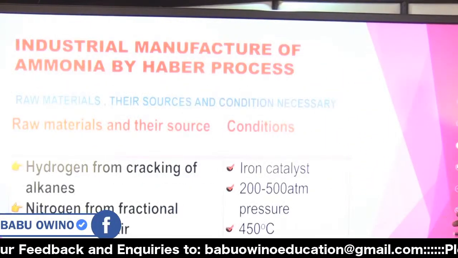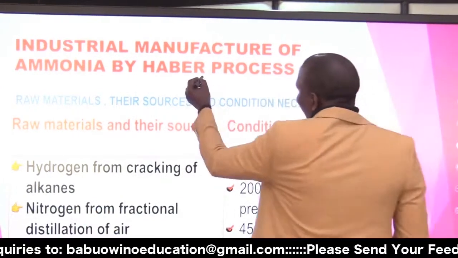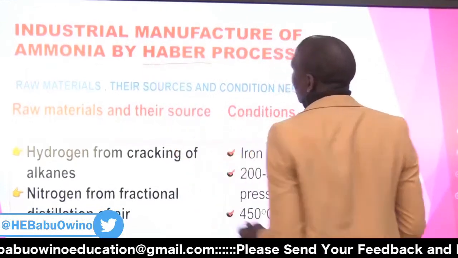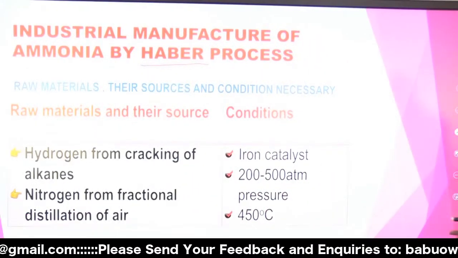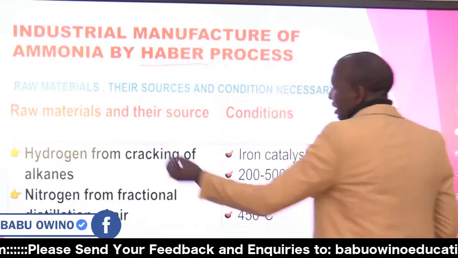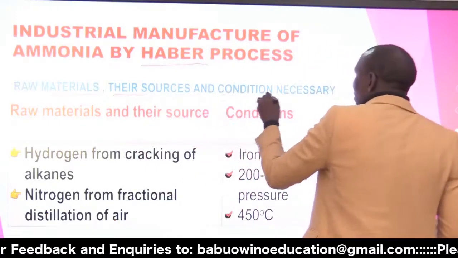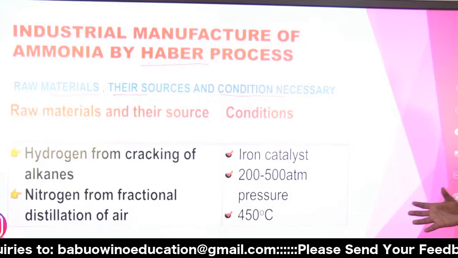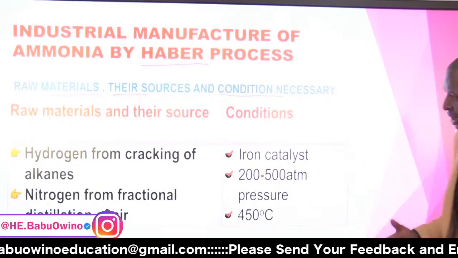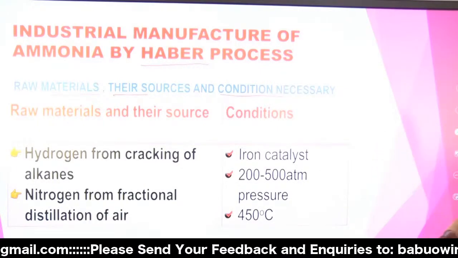So we look at the industrial manufacture of ammonia. Ammonia is prepared industrially using the Haber process. You need to be able to know from the specific objective the raw materials, their sources, and the optimum conditions. And when you talk about the optimum conditions, we are talking about the temperature, the pressure, and the catalyst.